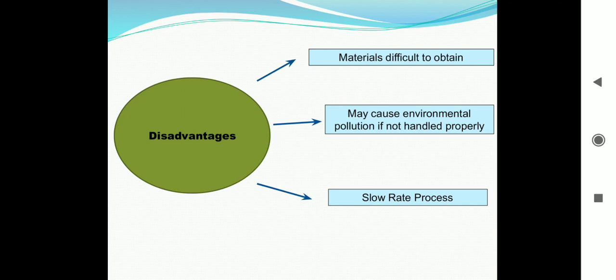Now moving forward to the disadvantages. Sometimes the material required for its construction is very difficult to obtain in remote areas, and also the contaminants left behind in the basin, if not handled properly, may cause environmental pollution. And also the rate of distillation is very slow; it can distill 6 liters of water per sunny day per square meter, so it is not suitable for large needs.